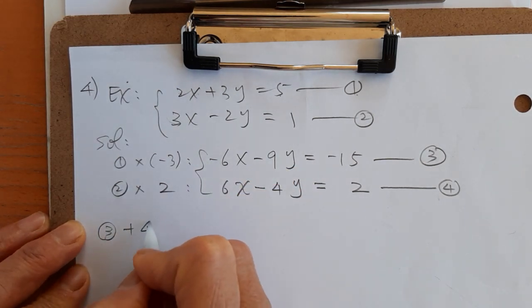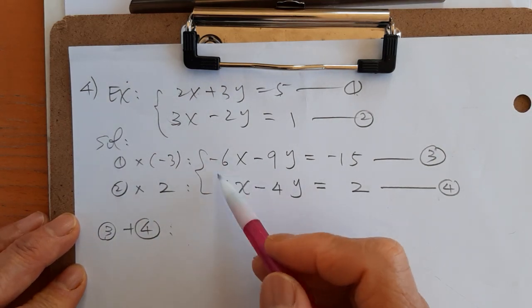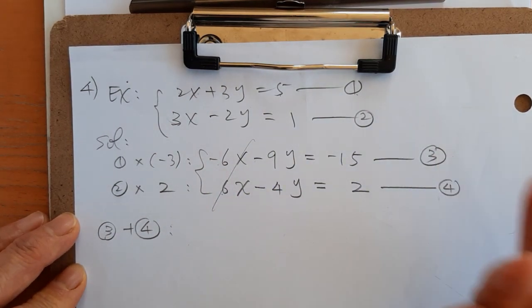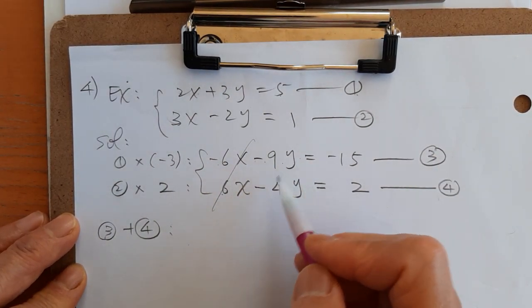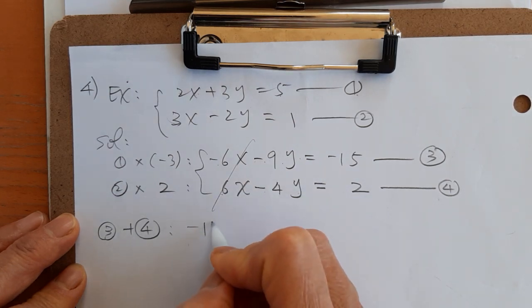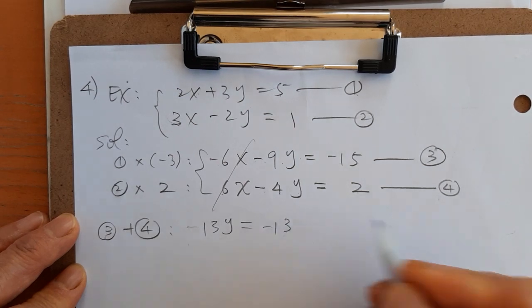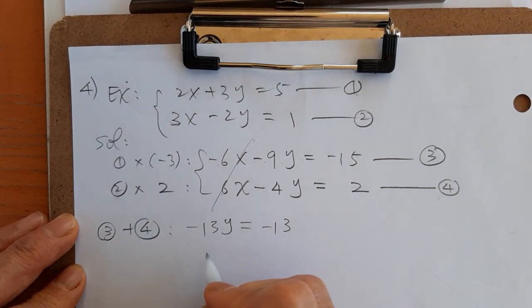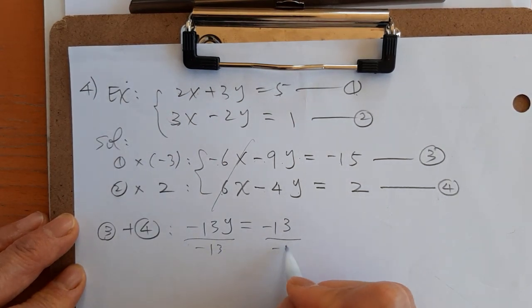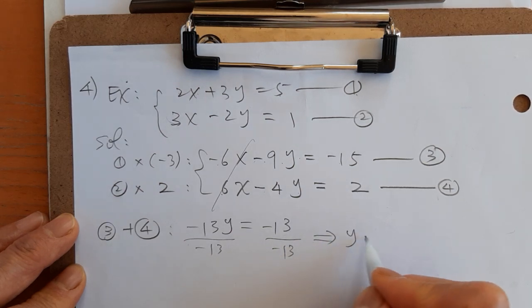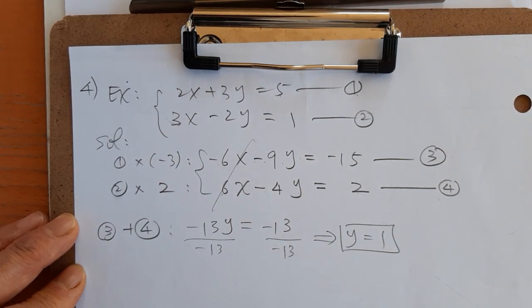Then you add together, form a system. So 3 add 4. And then negative 6x add 6x is 0, cancelled. Negative 9y add negative 4y is negative 13y equals negative 15 add 2, which is negative 13. Then you divide both sides by negative 13. So you get y equals 1.